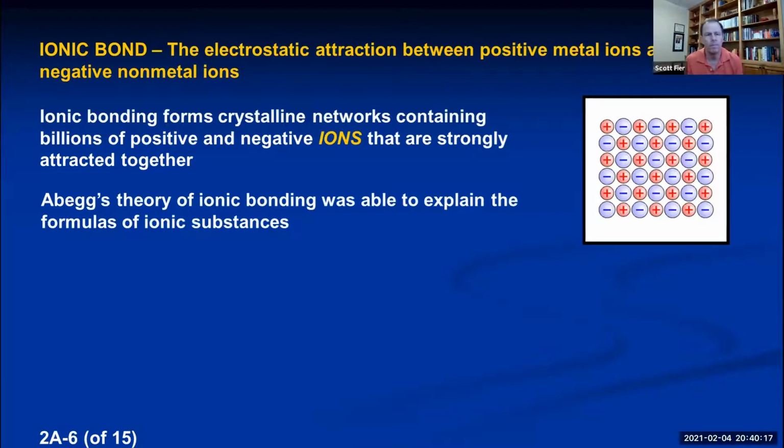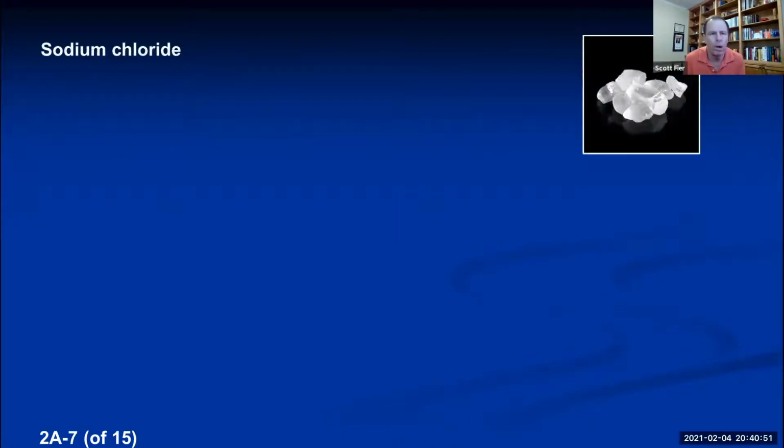So Abegg's theory of bonding, it turned out, was able to explain something that people didn't have an explanation for before, and that was the formulas of ionic compounds. So I want you to watch how successful this is in predicting the correct formulas for ionic compounds, because people could take things like sodium chloride, decompose them, weigh the amount of sodium, weigh the amount of chloride, and they could figure out, I think that compound is one sodium atom or ion to one chloride atom or ion. But do we have a theory to explain why that would be? Okay, well, here's some crystals of sodium chloride, okay?